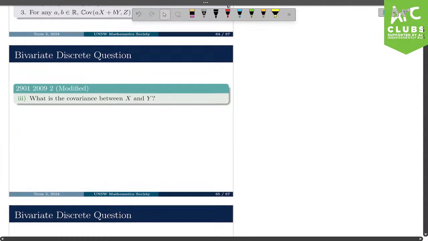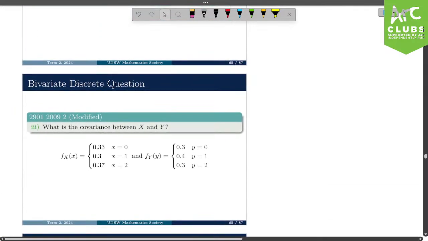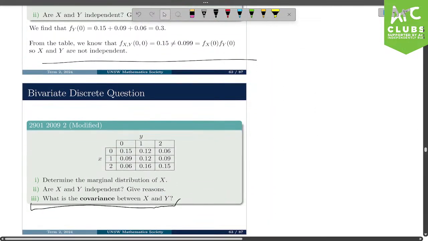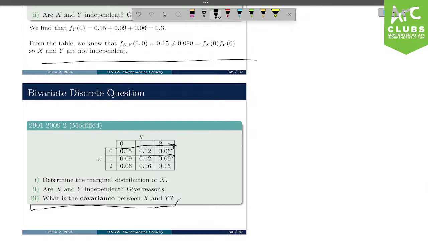What is the covariance of x and y? Well, I know my marginal distribution. My marginal distribution will tell me my expected values. Expected values will tell me a lot of things. So we just jump back up to the table. We have expected values are going to be the weighted sum of our marginal distributions. That is the main important point I want to get out.